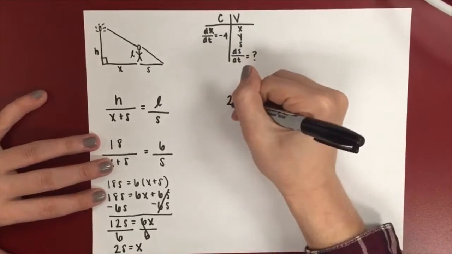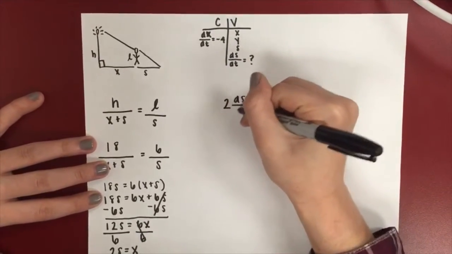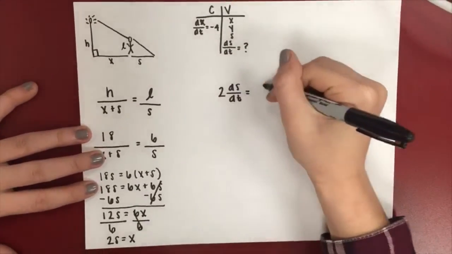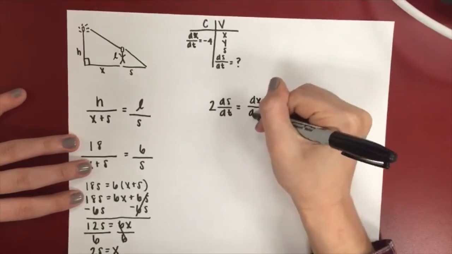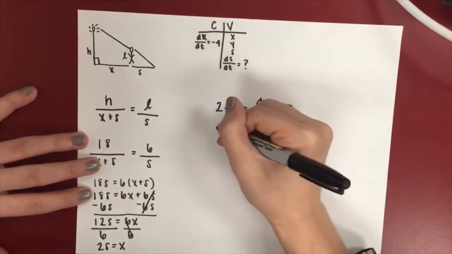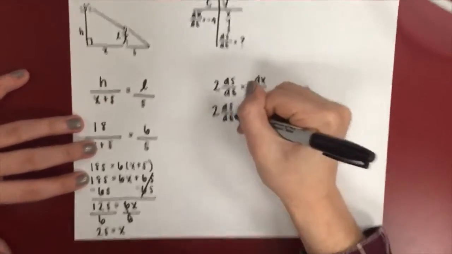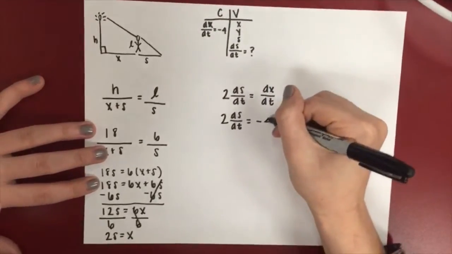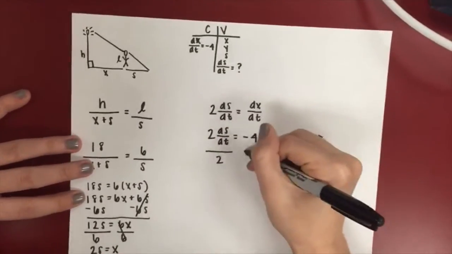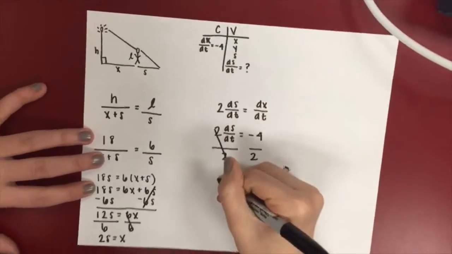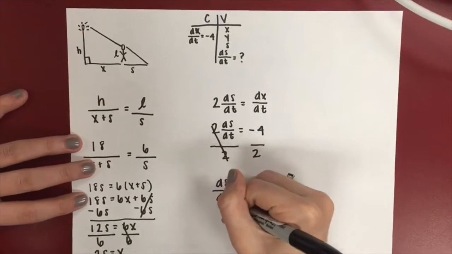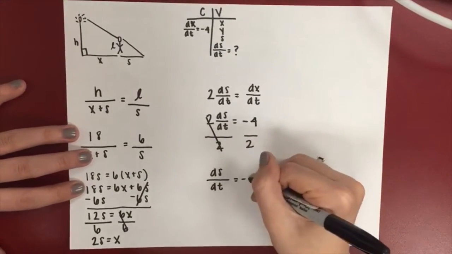Then you take the derivative of both sides. You then substitute in negative 4 for dx over dt, as you can see that they equal each other from the constants chart. Divide by 2 from both sides to get your final answer of ds over dt equals negative 2 feet per second. When the person is 11 feet from the lamppost, their shadow is changing at negative 2 feet per second.